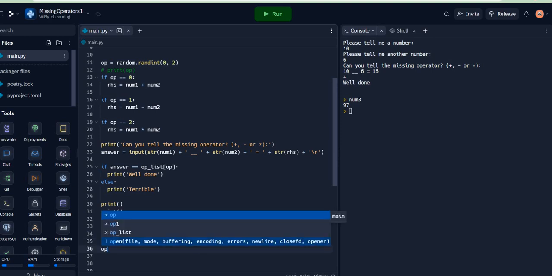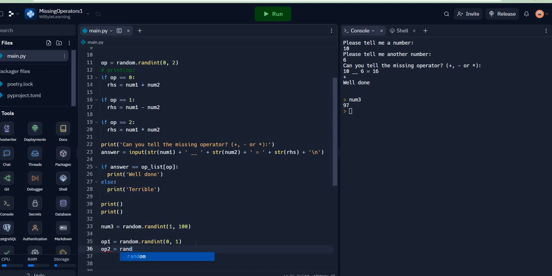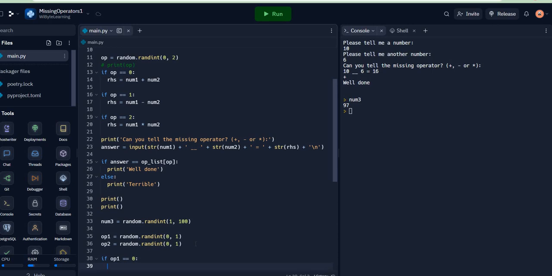Similarly, I create one more, OP2, which is random.randint(0, 1). Once again, both of these operators are only addition or subtraction. Now, given this, we can write a bunch of conditions like we had done earlier. So I'm going to say if, for example, OP1 is equal to 0, that means we want the first operator to be addition. So I can say RHS is equal to num1 plus num2.